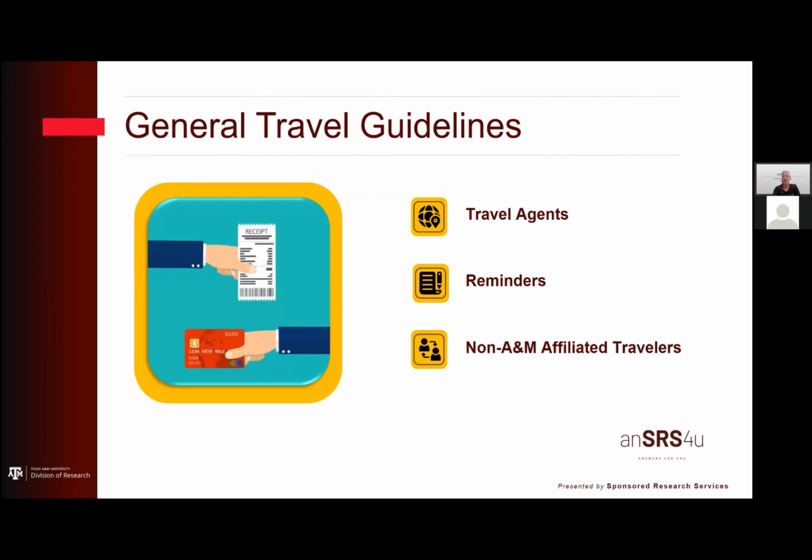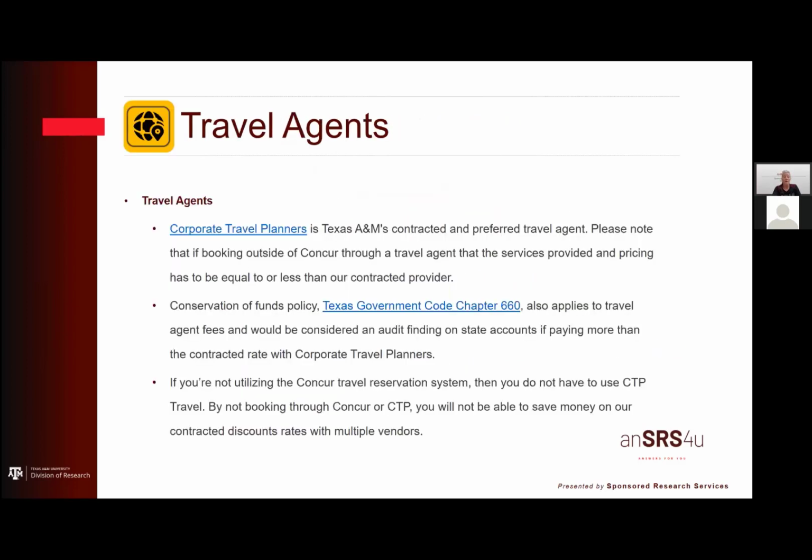General travel guidelines are travel agents, reminders, and non-A&M affiliated travel. Corporate Travel Planners is the contracted and preferred travel agent. Any outside agent used must provide equal or lesser pricing. The conservation of funds policy also pertains to travel agent fees. If you are booking online in Concur or you want to maximize efficiency by having a travel agent assisted booking automatically uploaded into Concur, then you need to use Corporate Travel Planners.